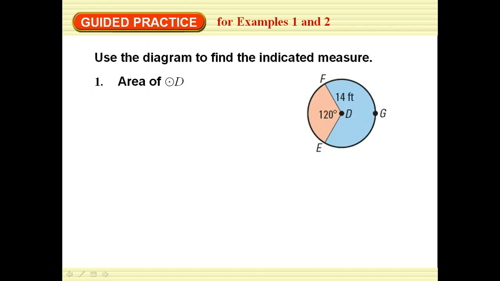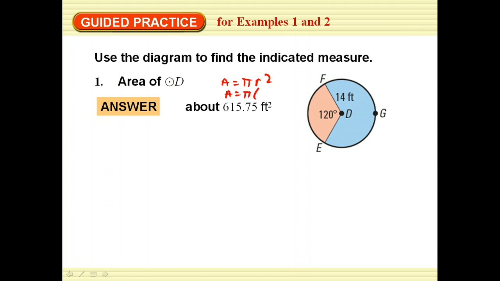So, guided practice, here's one for you to try. First thing it asks you is simply to find the area of the circle D. You should have gotten about 615.75. Now, how did we get that? We said that area is pi r squared, so the area was pi multiplied times 14 squared.